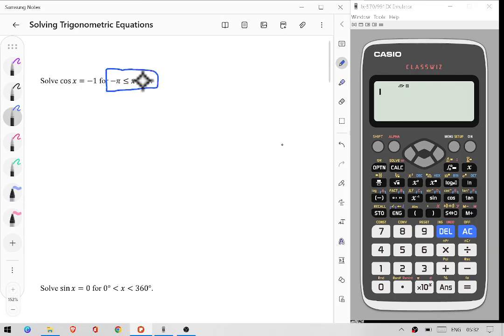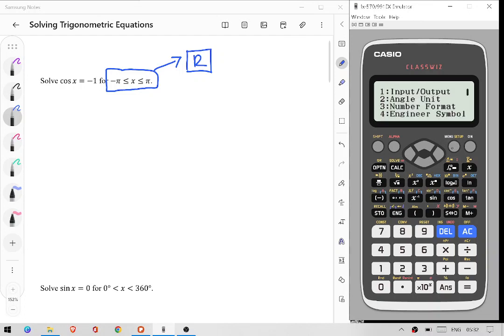If in the interval it says something like pi or minus pi, 0 to 2 pi, it must be in radian. So in your calculator you have to make sure there's a box with the letter R in it. As you can see on the right hand side here, the letter inside the box is D, so we have to change it. How to change it? Push shift menu, then choose angle unit, and then choose radian. Now the box has changed to the letter R.